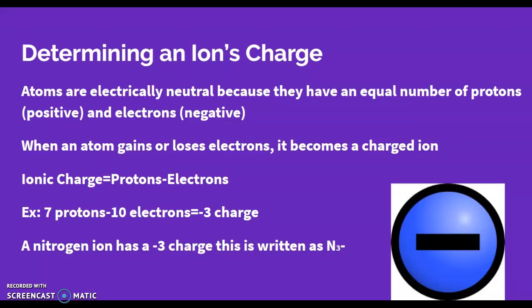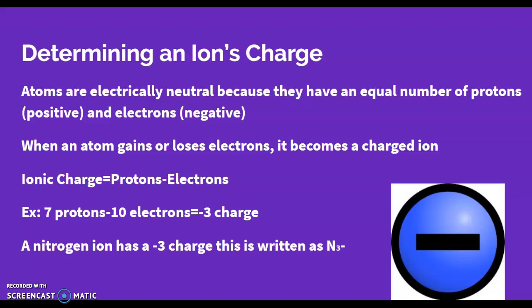So how do we determine an ion's charge? Well, we've already talked about this a little bit. If an ion has more protons, it's what? Yes, it is positive. And if it has more electrons, it's negative. So there's a really easy way to determine an ion's charge. All you're going to do is take the number of protons and subtract the number of electrons.